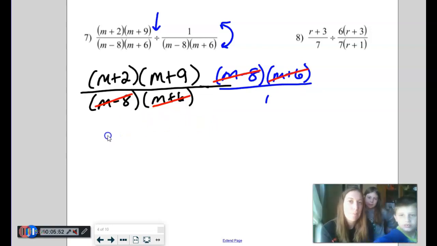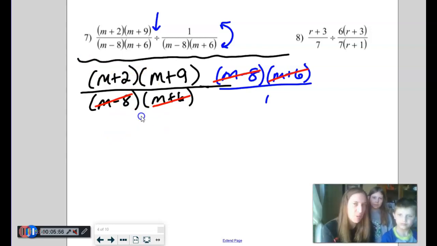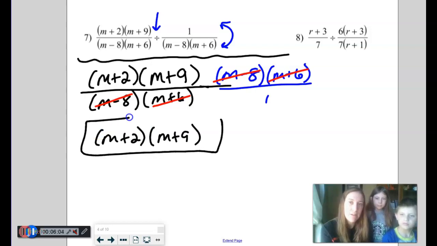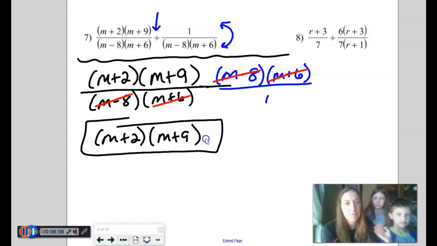But yeah, you're right. But we don't look at the original problem anymore. We just look at this new version. So we still have an m plus 2. He's not going anywhere. And then we still have an m plus 9. And then, being lazy, I just keep it like that. I don't foil it out. The key might have it foiled out, but I'm not going to.